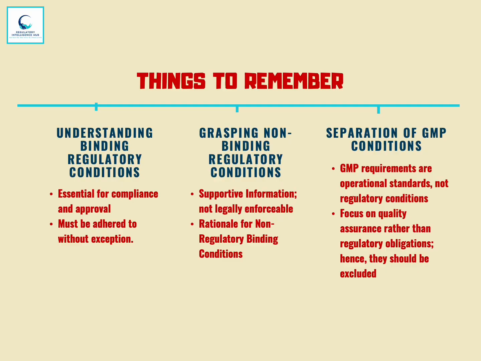Things to remember. Understanding non-binding regulatory conditions. Not all information submitted in Module 3 is legally enforceable. Non-binding conditions, or supportive information, help the regulator understand the scientific rationale behind the product development. Examples include development reports, validation summaries, characterization summaries, and comparability reports. An important concept is that GMP requirements are not established conditions.